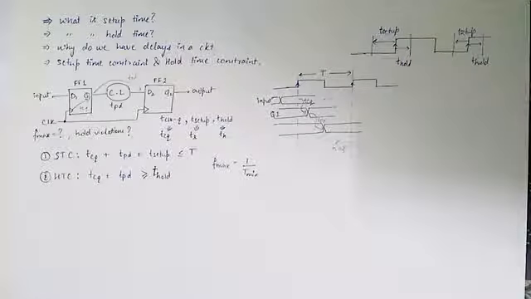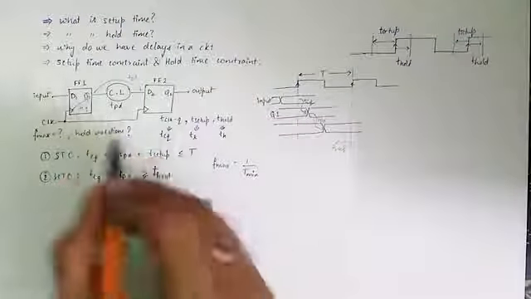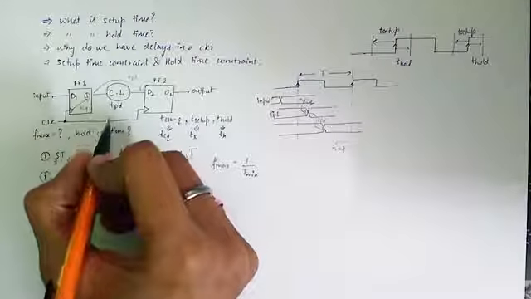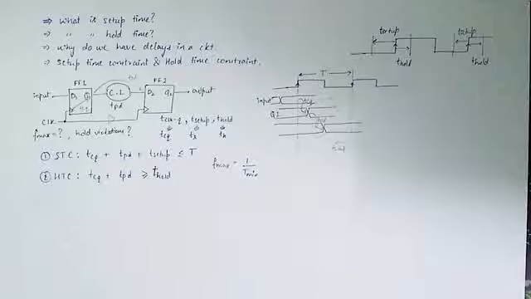What generally happens in an interview is that the interviewer keeps on modifying the same question. So let's do the same. What will be the maximum frequency if I introduce a buffer in the clock path of the same question?